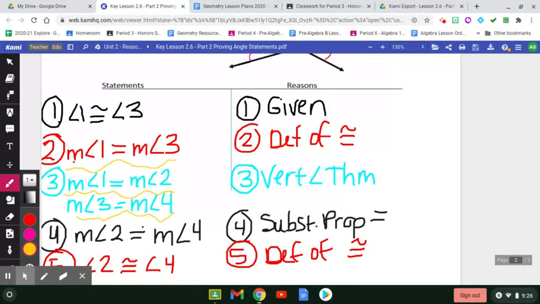But when we're talking about congruence, you have to remember that you can only use the transitive property. There's not a substitution property of congruence.